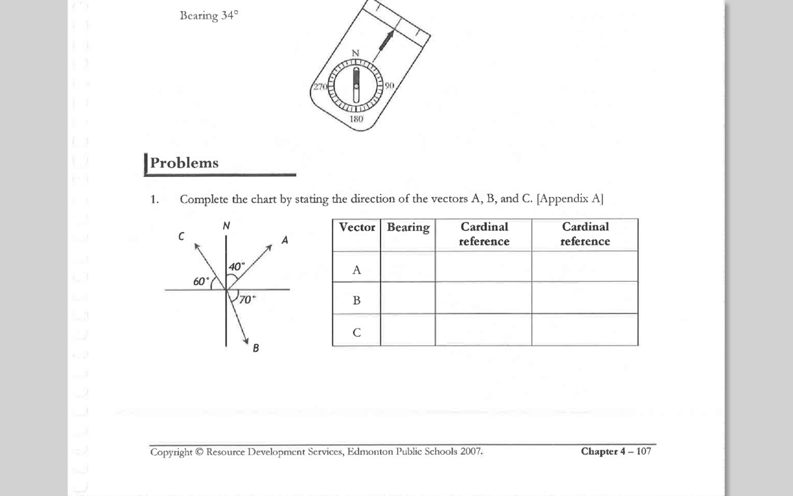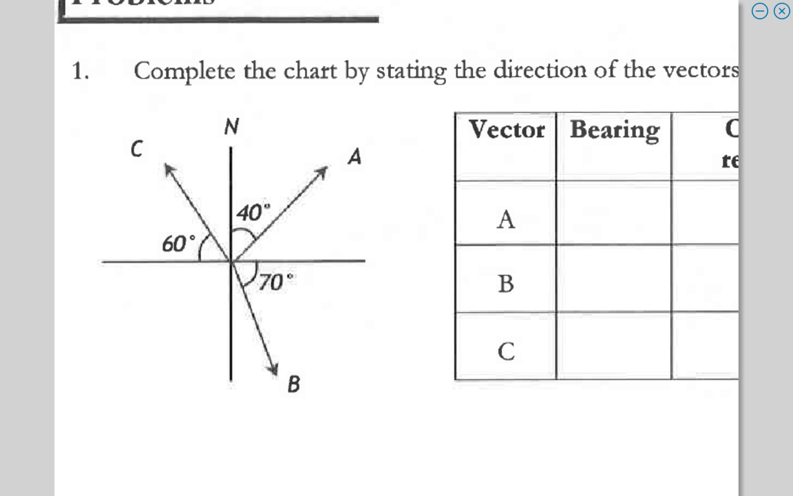Page 107, we're doing question number 1. Complete the chart by stating the directions of the vectors A, B, and C. Okay, let's take a look at A.